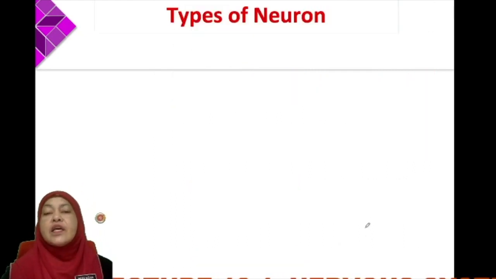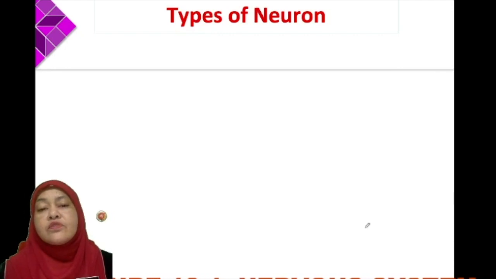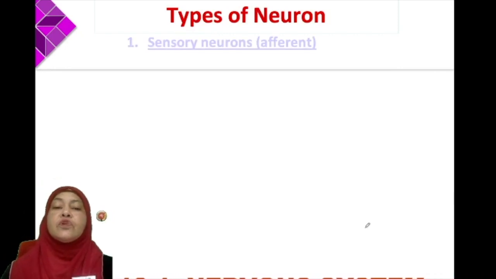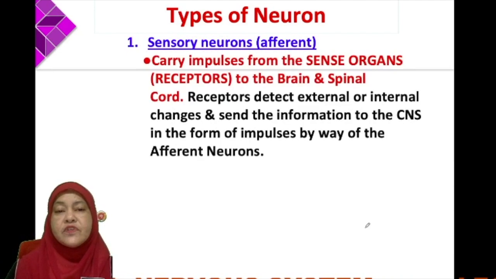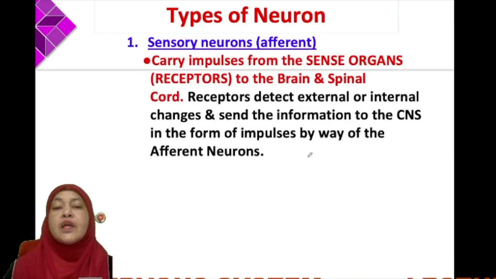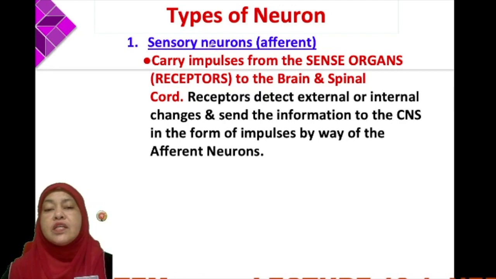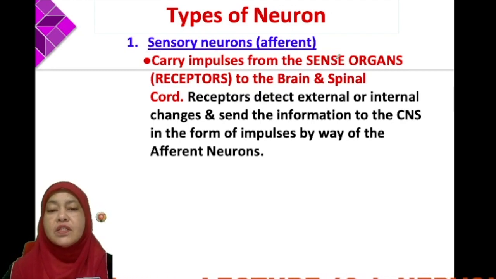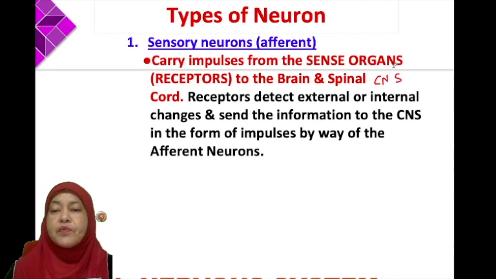Okay, next. We have three types of neuron. What are the three neurons? The first one, like the teacher mentioned just now, for the PNS, we call the sensory neurons, also known as afferent neurons. These neurons carry impulses from the sense organ, also known as a receptor, to the CNS. What is the CNS, class? From the classification, the CNS includes the brain, our priceless brain, as well as our spinal cord.